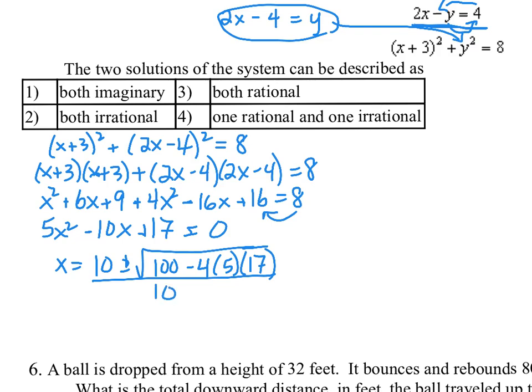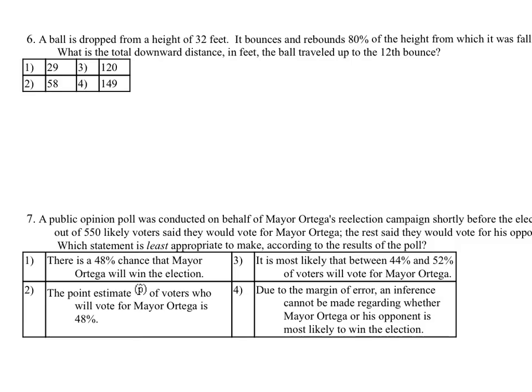All right, and then we can just look at this. This is the big thing right here. So if you look at this, and you throw that in your calculator, now remember, it's underneath a radical, you're going to get negative 240. And you should know that any square root that's negative would be imaginary. So your answer is choice 1.